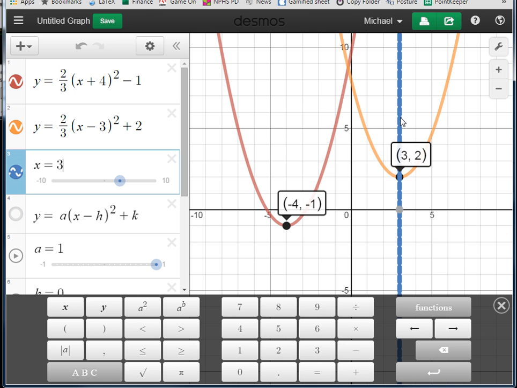So I'd like it if you wrote in your notes that the h value in vertex form is also what x is equal to for the axis of symmetry. That could be useful for you.